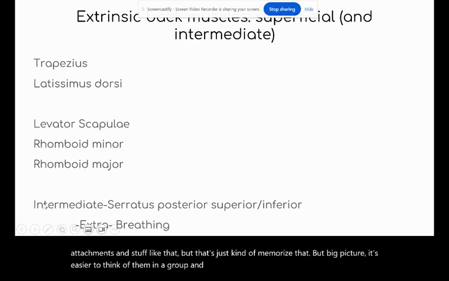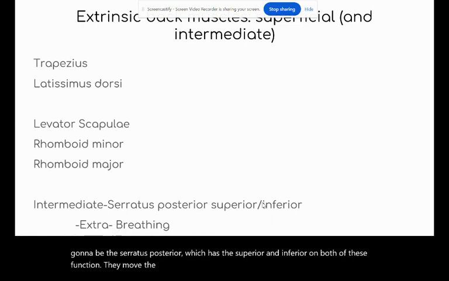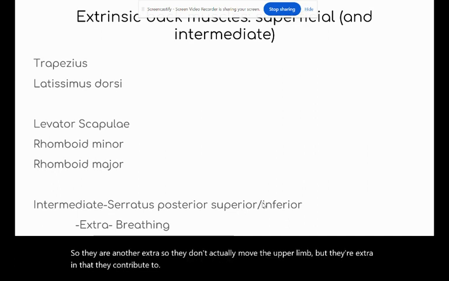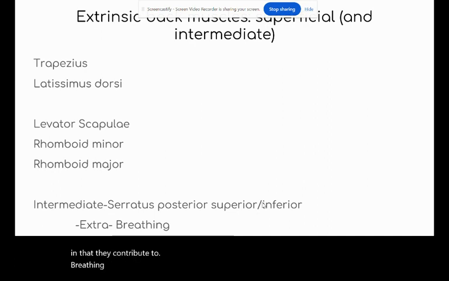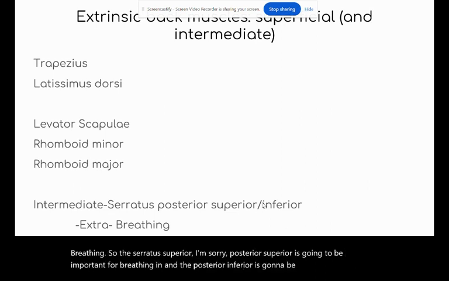And then the last group of those extra muscles is going to be the serratus posterior, which has the superior and inferior. And both of these function to move the ribs. So they are another extra. They don't actually move the upper limb, but they're extra in that they contribute to breathing. So the serratus posterior superior is going to be important for breathing in, and the serratus posterior inferior is going to be important for breathing out.